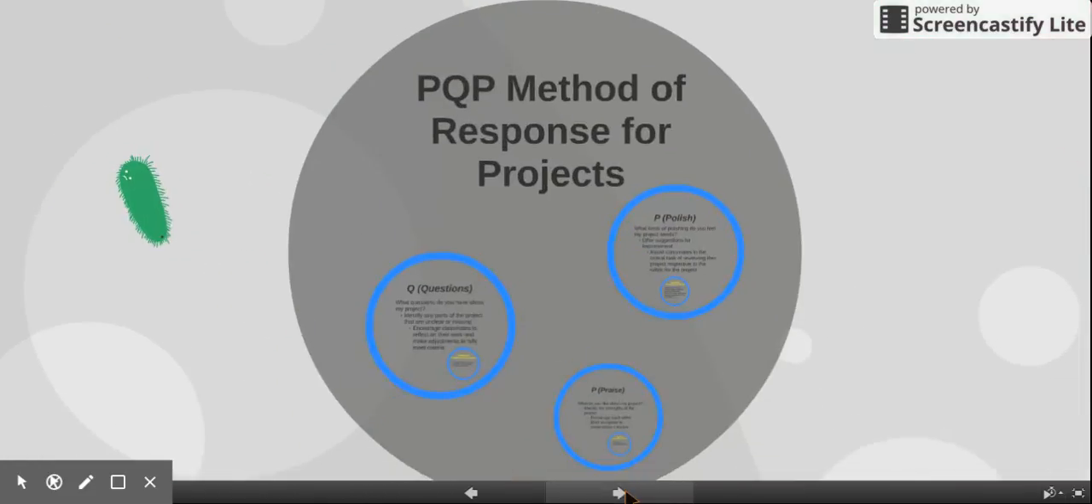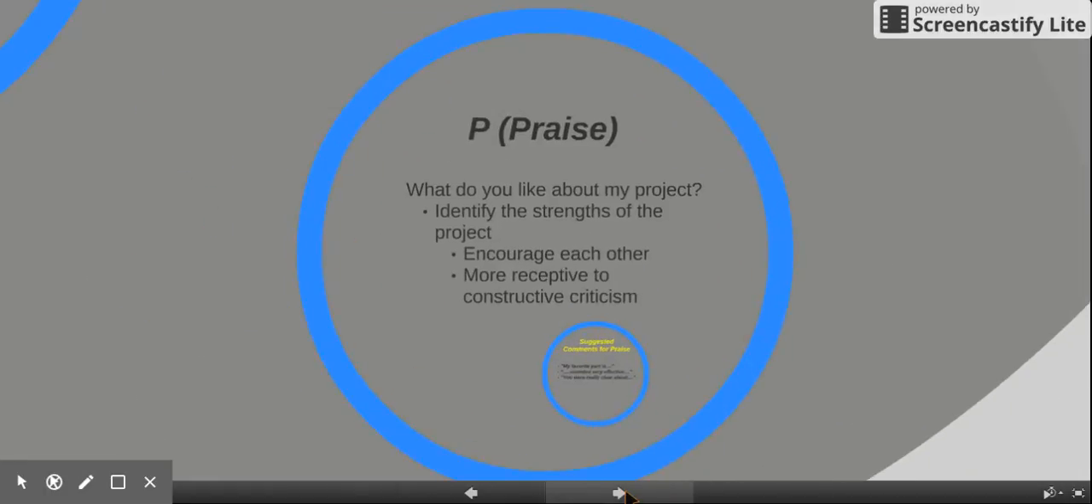Let's take a closer look at each of those components and how they can be used to provide feedback on a project like our draft SLOs. First of all, all 3 components should be included in the response. But you always want to begin with the first P, praise.